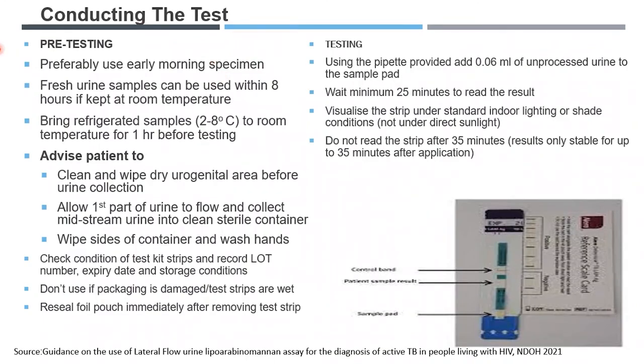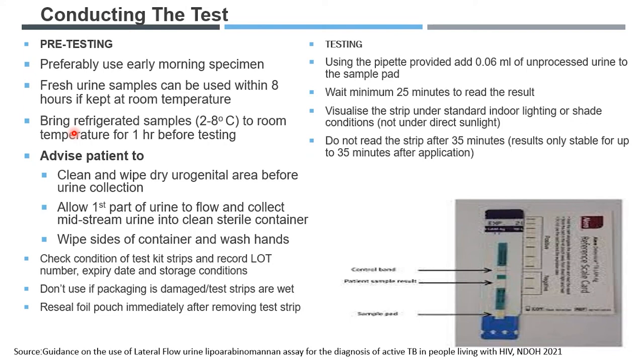So I mentioned to you that preferably you would get a better yield if we're looking at that data from an early morning specimen, but certainly random specimens can also be used. Fresh urine specimens can be used within 8 hours, right? So up to 8 hours if they've been kept at room temperature. If you have a sample that's been in the fridge, you need to leave it for an hour so that it comes to room temperature before you can actually do the test.